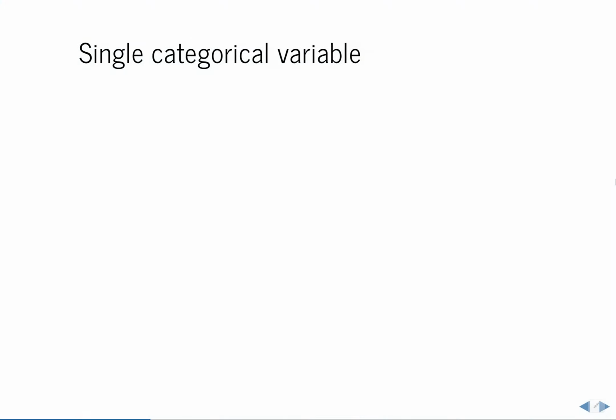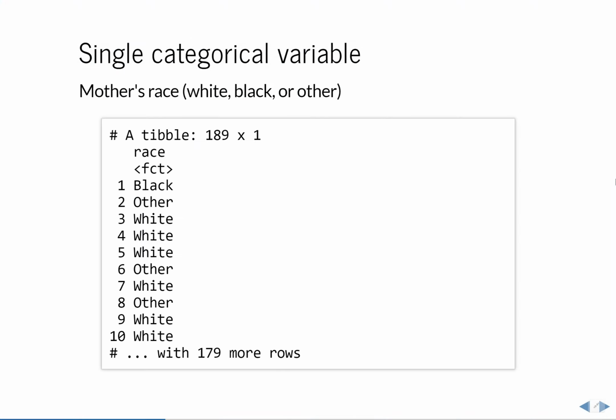What if we have a single categorical variable? As an example, let's take the mother's race. Now, one thing that's important to point out here is that the race in this data set is recorded in a very blunt sort of way. It's recorded as white, black, or other. Now, this was 1986, but nevertheless, I think it's clear that this is maybe not the most effective or the most correct way to think about race.